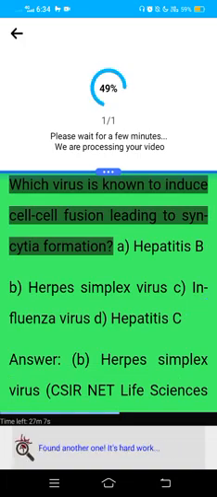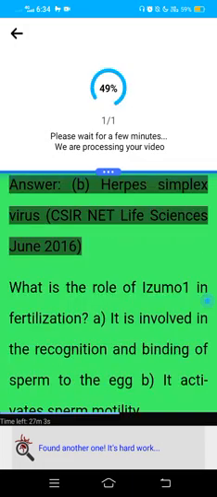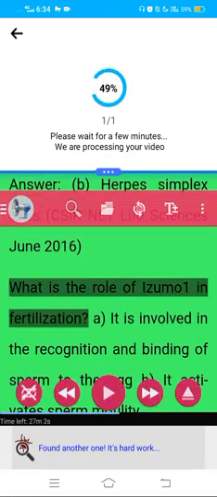Which virus is known to induce cell fusion leading to syncytia formation? A. Hepatitis B. B. Herpes simplex virus. C. Influenza virus. D. Hepatitis C. Answer. B. Herpes simplex virus. CSIR NET Life Sciences June 2016. What is the role of Izumo?